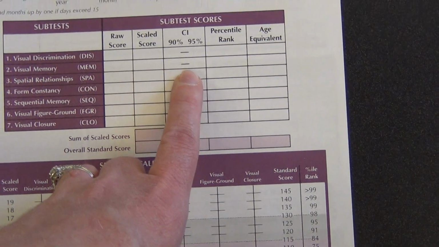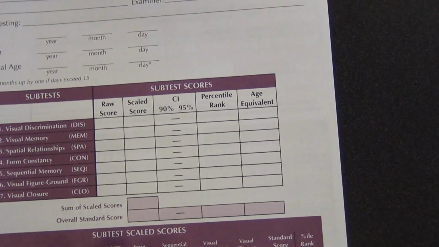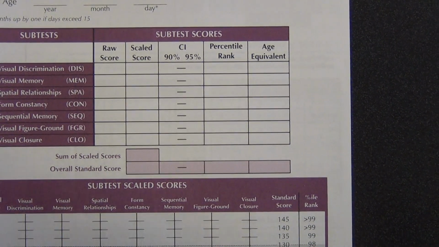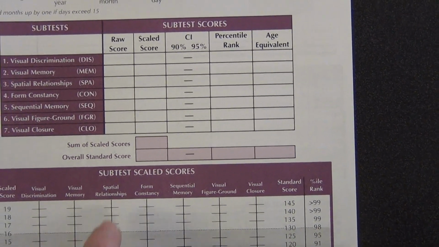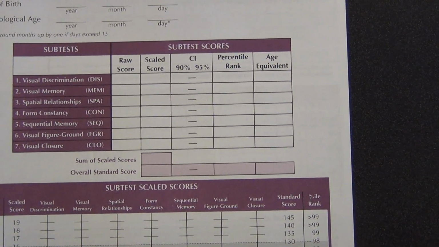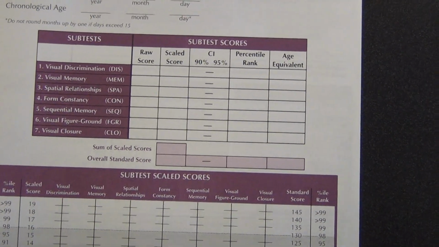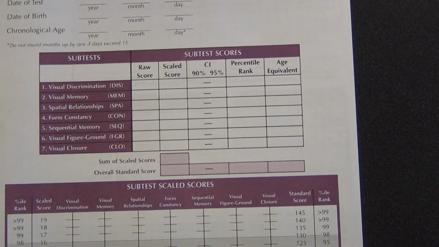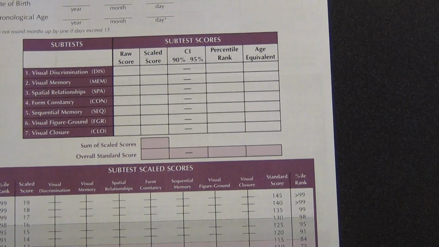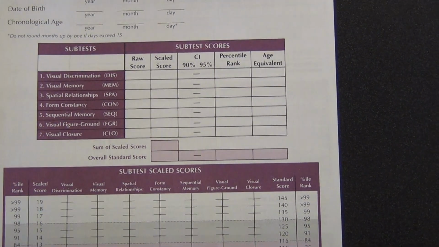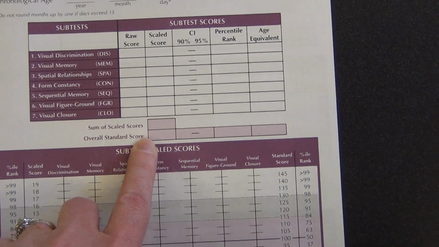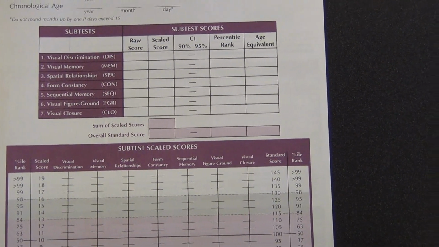The CI, the confidence interval. There's a chart in the manual where you can figure out the confidence interval based on 90 or 95%. To do that, you take the overall standard score and then look at the chart in the manual, and based on the client's age and whether you want to have that 90 or 95% confidence interval, you will add the number that's in the chart to the person's overall standard score and then subtract it from the standard score.